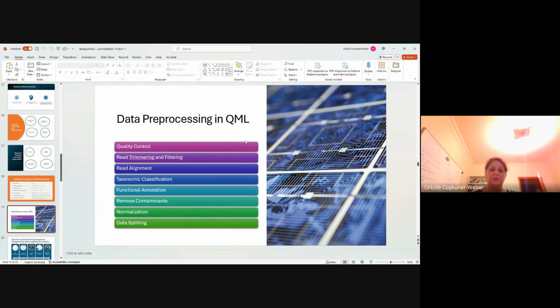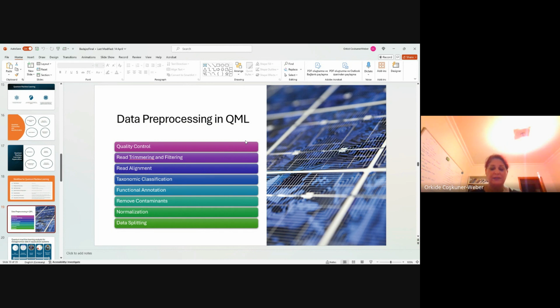Then functional annotation is an important step. We have to annotate the functional pathways and gene functions associated with the metagenomics data using tools like MG-RAST, KEGG, or InterProScan. This step helps in understanding the metabolic potential and functional diversity of the microbial communities in the aquaculture system.